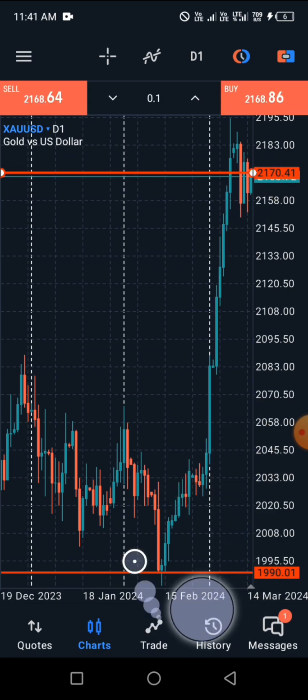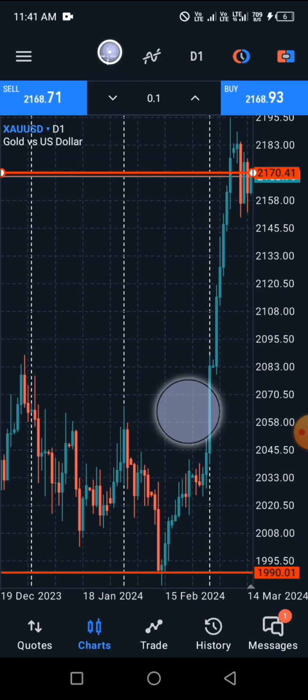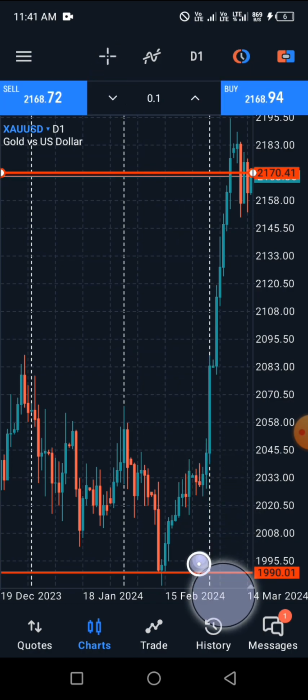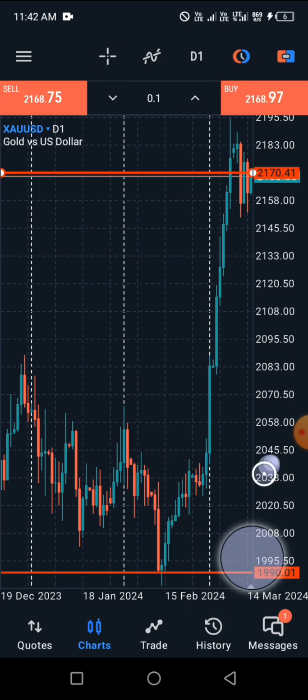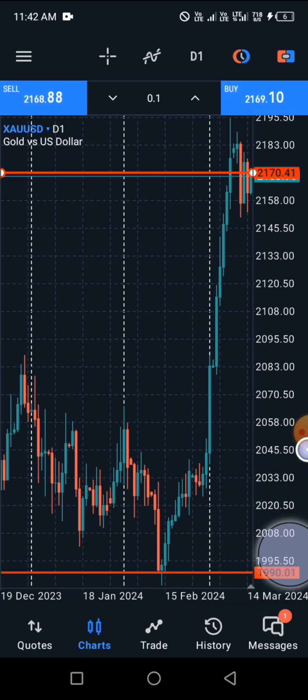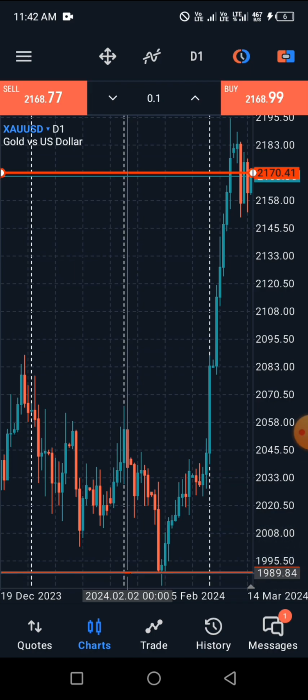Now this is it here. You pick up your crosshair. This is my crosshair here. I've said earlier on that the crosshair is used to calculate pips and market moves in the market. So what you need to do is to pick up your crosshair and tap it at a point of interest. My interest is at 1990. All right, that's my point of interest. So I'm going to be pointing it at the level of 1990.